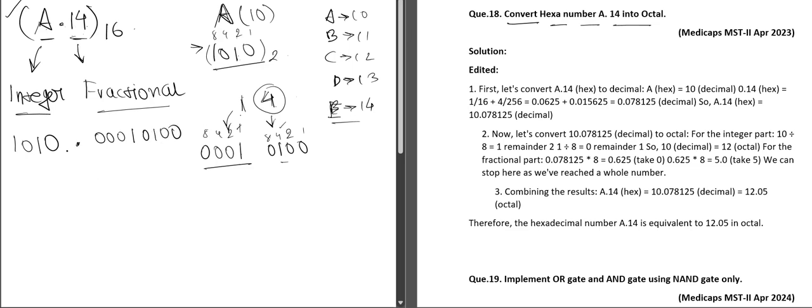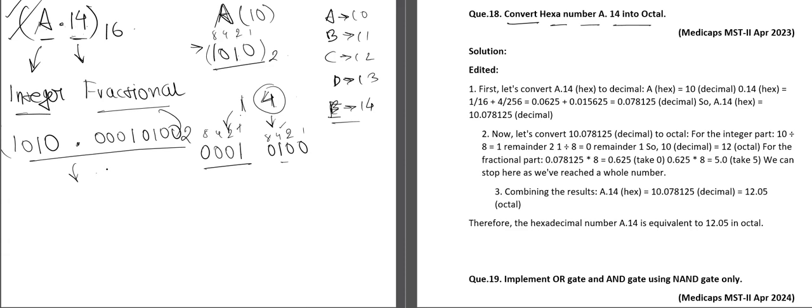If we just combine them together, we will get our binary equivalent. Okay, this is the binary equivalent of the hexadecimal number. Now we need to convert this binary number into an octal number. So in order to convert the binary number into an octal number, what do we need to do? We just need to make groups of 3 bits.